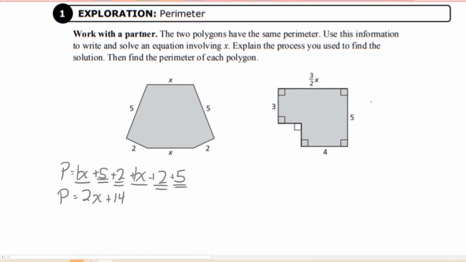Now the second figure is a little bit more difficult. Let's see if we can figure out all the sides. Well, we've got this one right here. That side is 3/2 x. You can think of that as 1.5x if you want. This one right here is 5. This one right here is 4. Now you might think I'd want to jump right over to 3 over here, but that's going to skip a side. I don't know how long this side is right here.